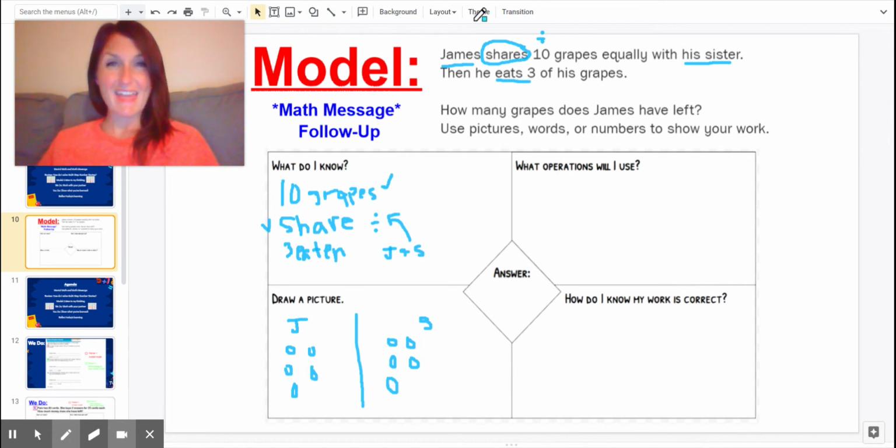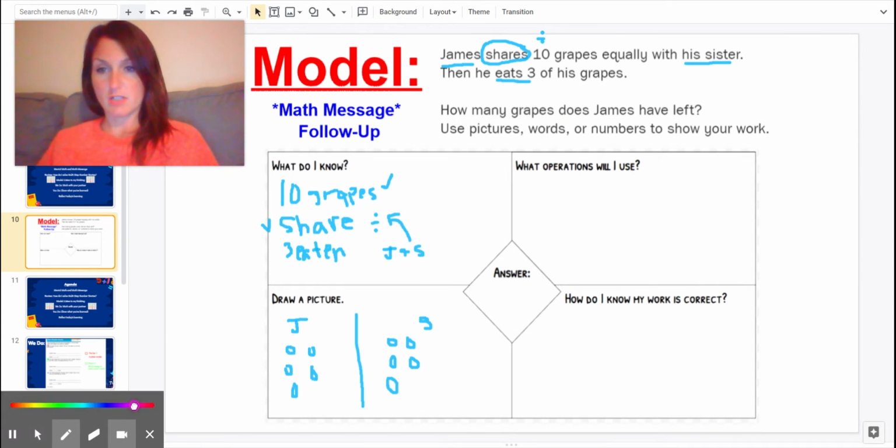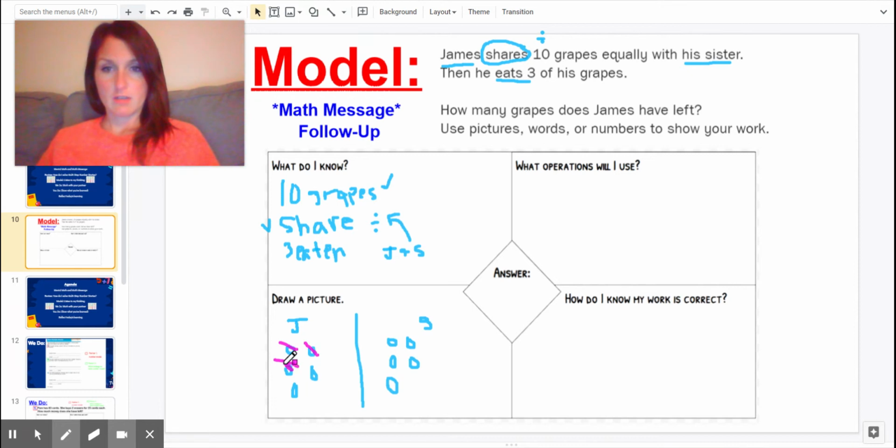Well, it doesn't say they ate 3. It says he eats 3. So that means in his part, I need to cross out, I'm going to use a different color, I need to cross out 3 of them. 1, 2, 3. Okay. Now, why didn't I cross any out from his sister? That's right, because when it says here in the problem, he eats 3, it doesn't tell me anything about his sister. So his sister still has all of her grapes based on what I know. But I do know he ate 3 of them.